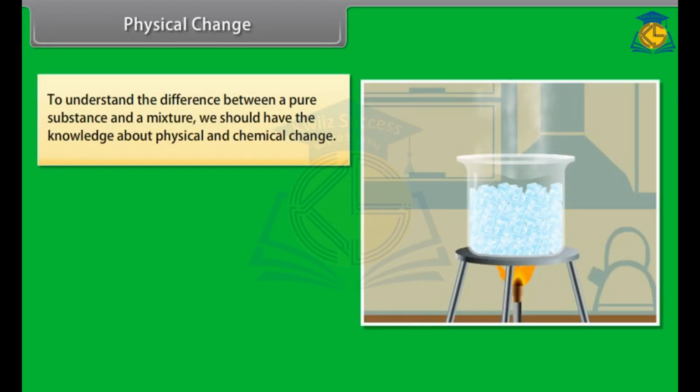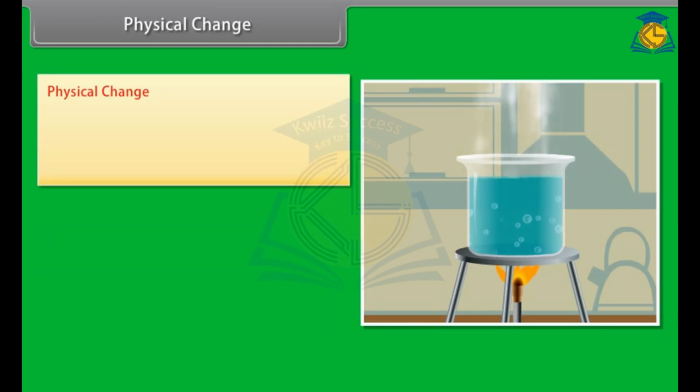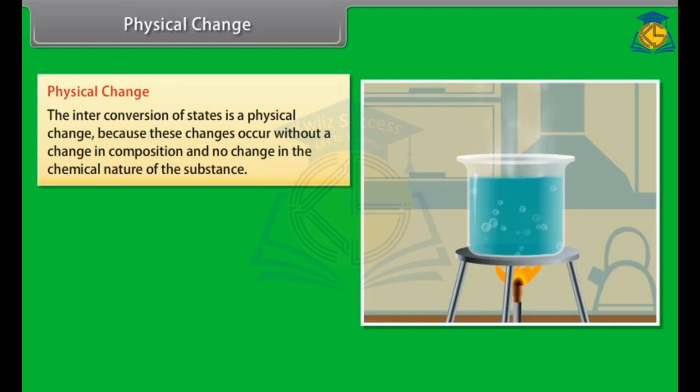Physical change. To understand the difference between a pure substance and a mixture, we should have knowledge about physical and chemical change. Color, hardness, rigidity, fluidity, density, melting point, boiling point, etc. are the physical properties. Physical change. The interconversion of states is a physical change because these changes occur without a change in composition and no change in the chemical nature of the substance.